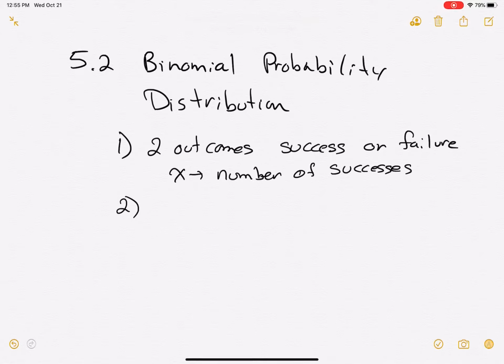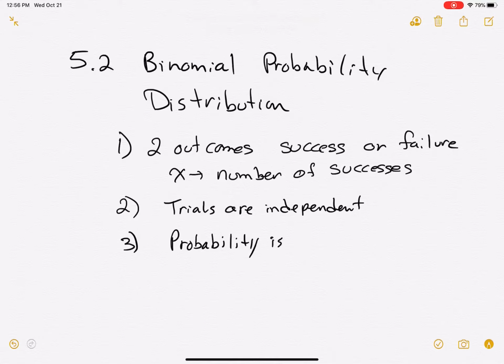The other criteria is that the trials are independent. And also the probability is the same in each trial. Those two things kind of go together. When they're independent, their probability is going to be the same in each trial. And lastly, you're going to have a fixed number of trials.